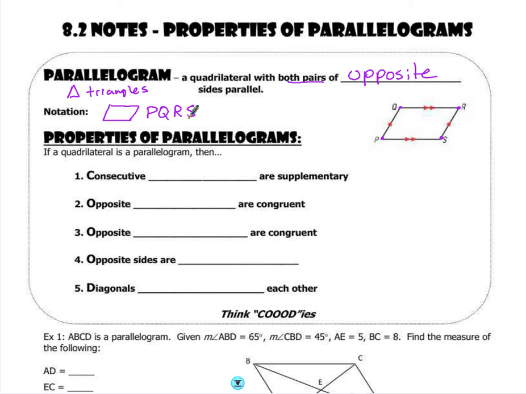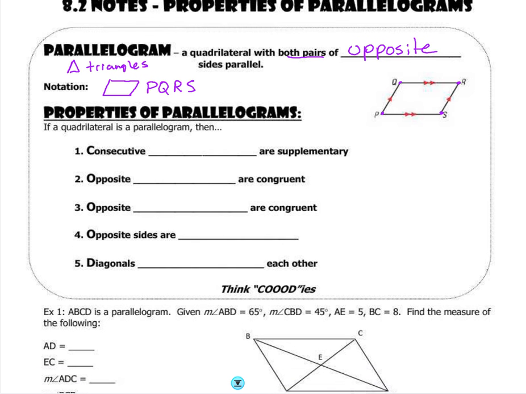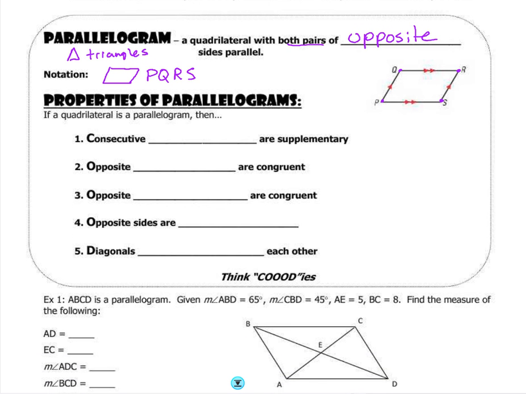Now there's 5 specific properties that go along with parallelograms. Those properties include consecutive angles, so angles that are next to each other, are supplementary. Consecutive means next to each other. So angles that are next to each other are supplementary, meaning that angle Q plus angle P, their sum is going to be 180 degrees.